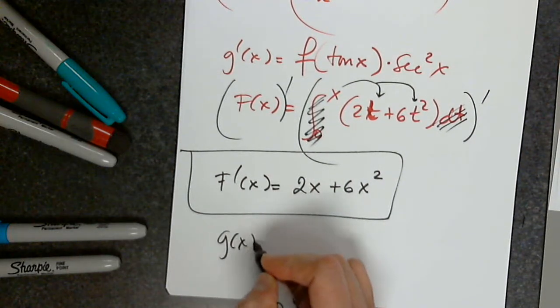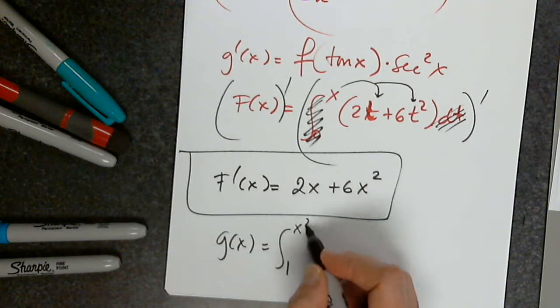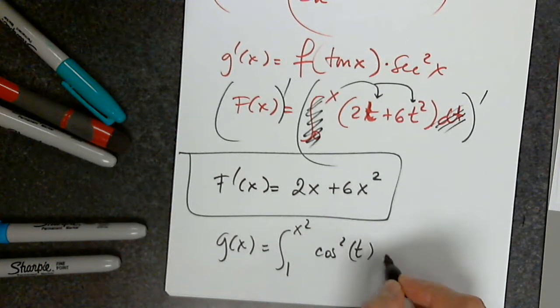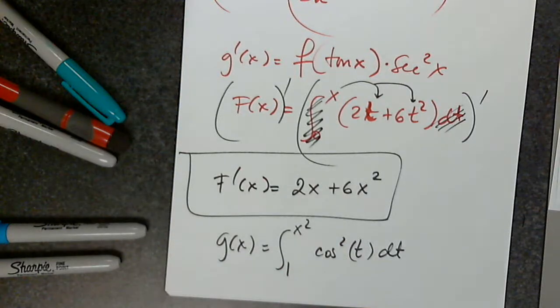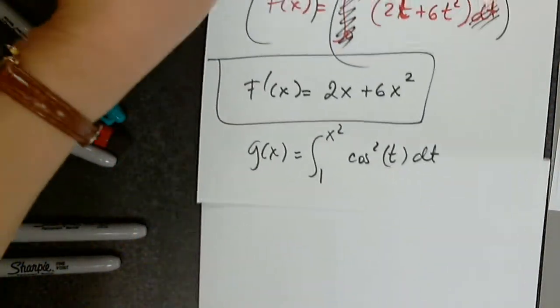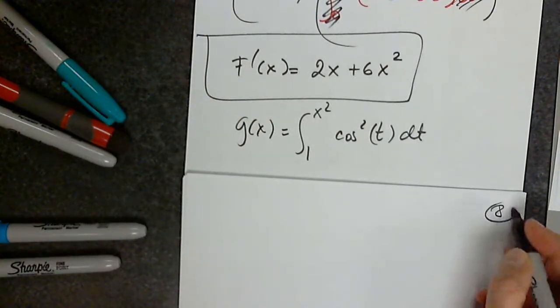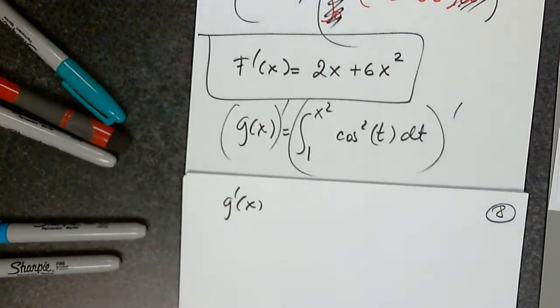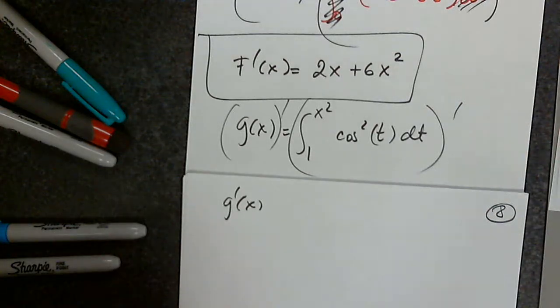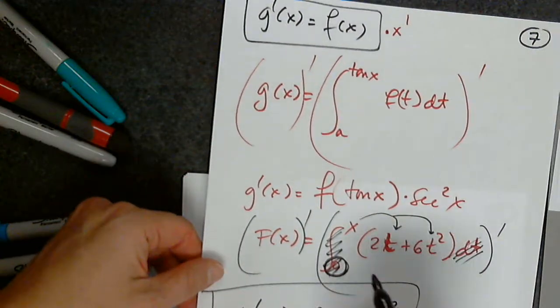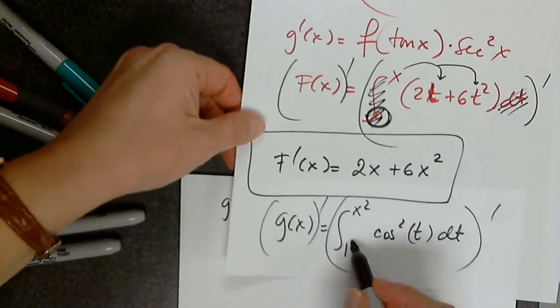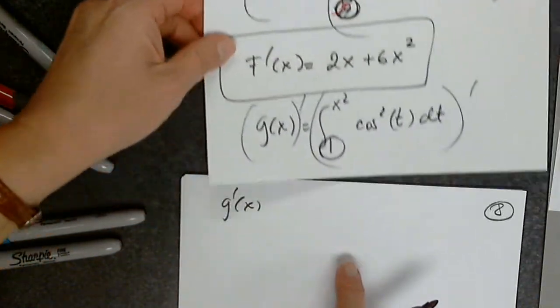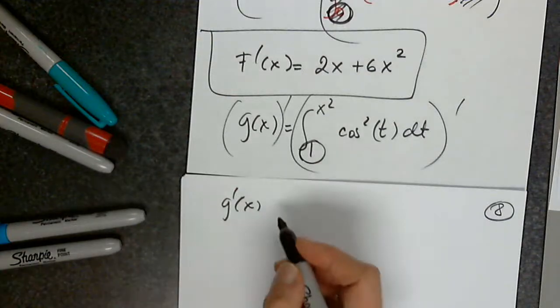So g of x, the integral from 1 to x squared, cosine squared t dt. We are only asked to differentiate, to find g prime. So then g prime, we differentiate the left, and we differentiate the right. What do I have on the right-hand side? I want to show you, just to make sure that this is clear. This must be a number. This must be a number. This must be a number, and it is. Good, so g prime of x.